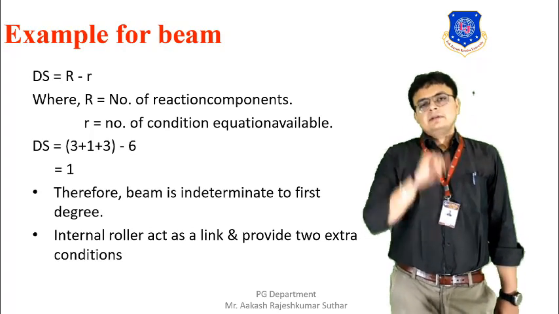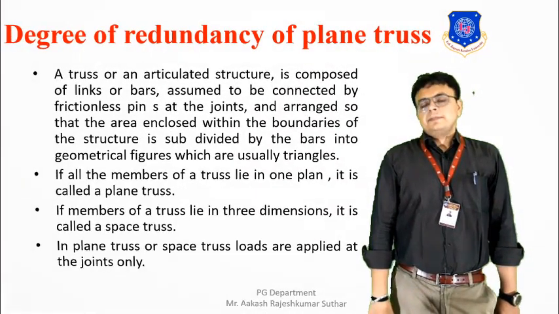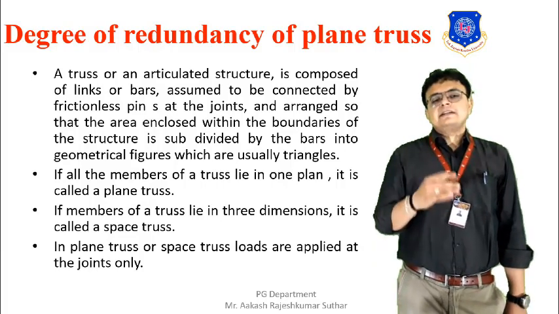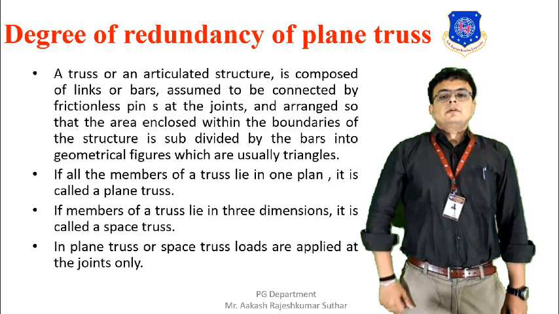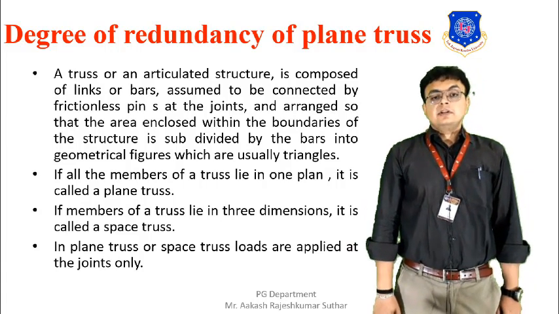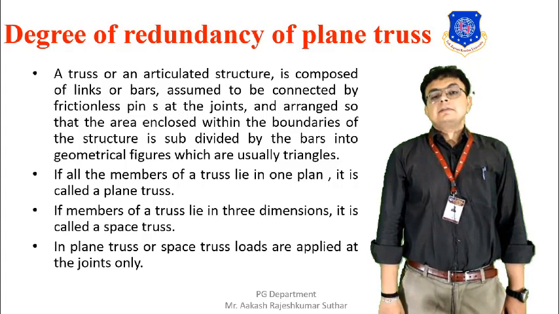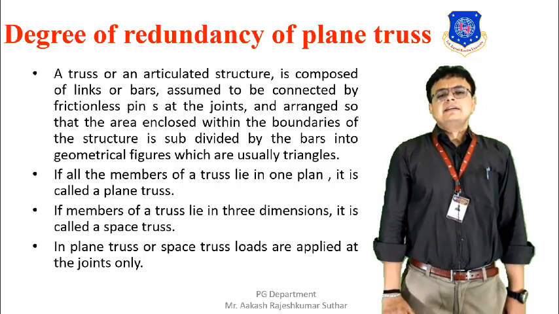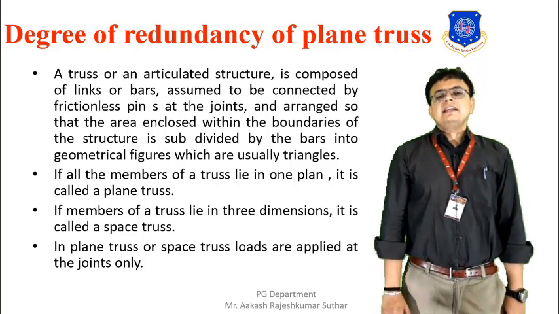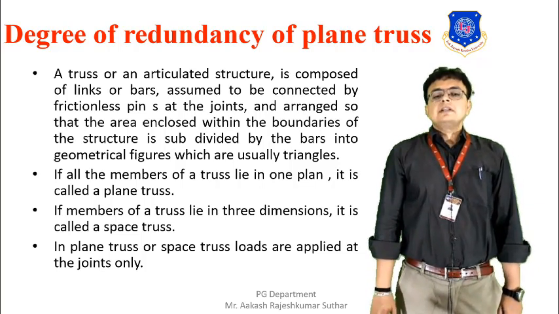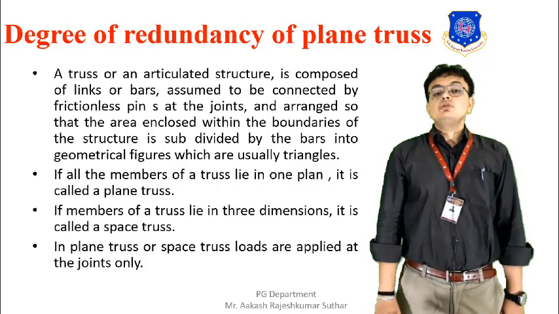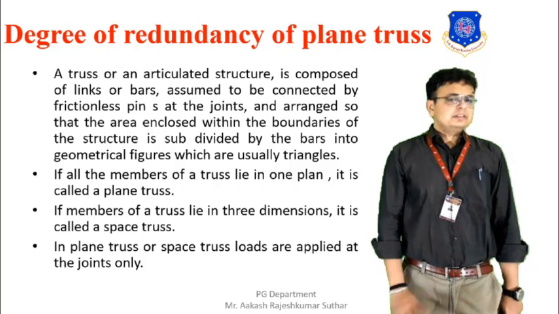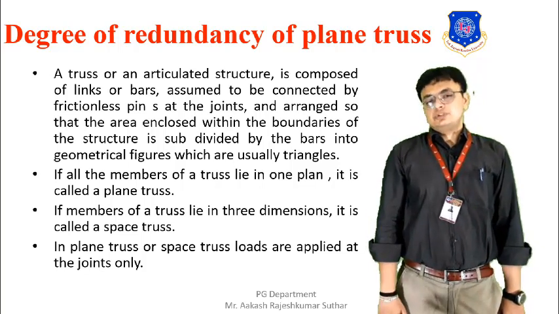Okay. So, moving toward the next topic, that is the degree of redundancy for a plane truss. A truss is composed of links or bars assumed to be connected by frictionless pins at the joints. Basically, in a truss all the joints are pin joints, arranged so that the area enclosed within the boundaries of the structure is subdivided by the bars into geometrical figures. Usually these are triangles. This is how the truss is composed.